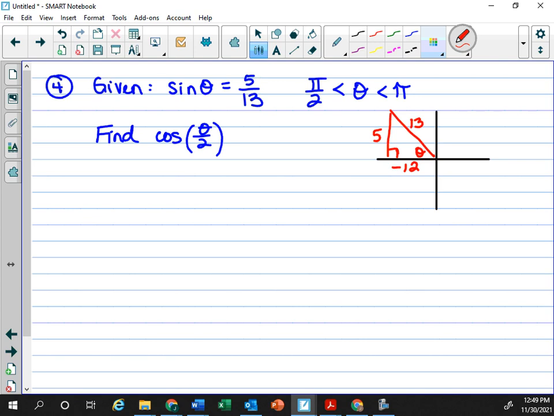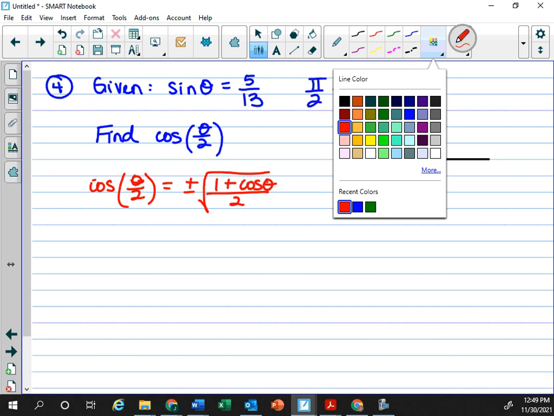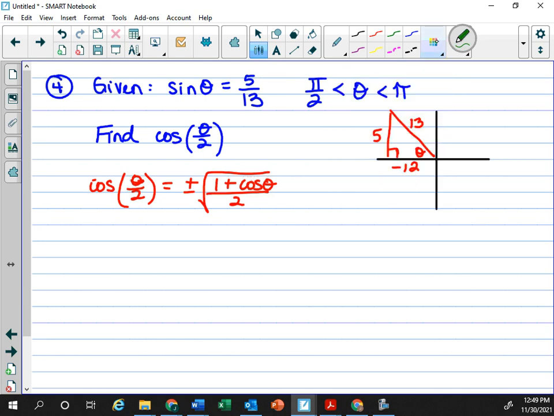Okay. All right, I'm going to go over here and write out my formula. So cosine of theta over 2, I know that's equal to plus or minus square root of 1 plus cosine of theta over 2. We know where theta is, but that's not what I'm asking you. So you need to figure out where is theta over 2.